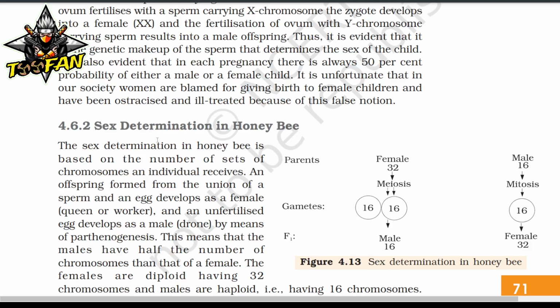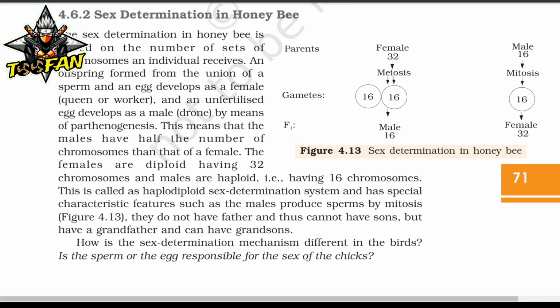Sex determination in honeybee. The sex determination in honeybee is based on the number of sets of chromosomes in an individual. An offspring formed from the union of a sperm and an egg develops as a female, a queen or worker. An unfertilized egg develops as a male by means of parthenogenesis. This means that the males have half the number of chromosomes of a female. The females are diploid, having 32 chromosomes, and males are haploid, having 16 chromosomes. This is called the haplodiploid sex determination system and has special characteristic features, such as males produce sperm by mitosis, do not have a father and thus cannot have sons, but have a grandfather and can have a grandson.